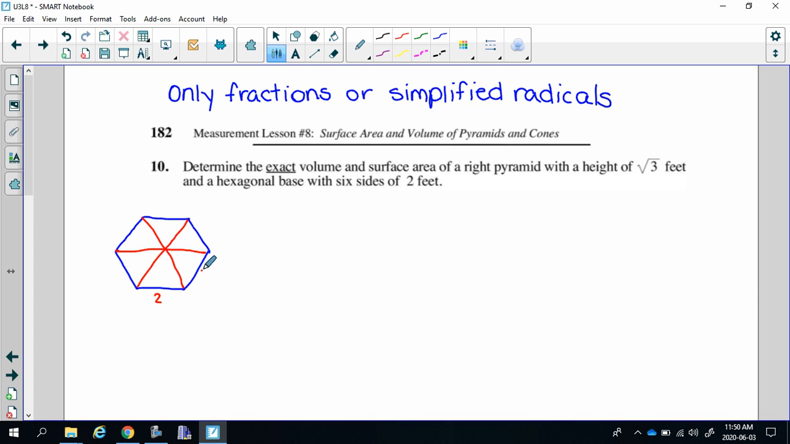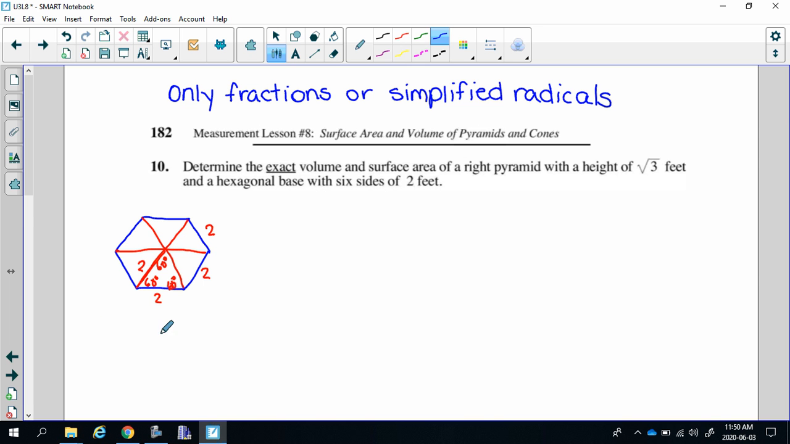If this is 2 feet, and this all the way around, and this is a regular hexagon, okay, that means that this angle has to be 60, 60, 60. If all 3 angles are the same, then this has to be an equilateral triangle. So that means that this length right here is also 2.